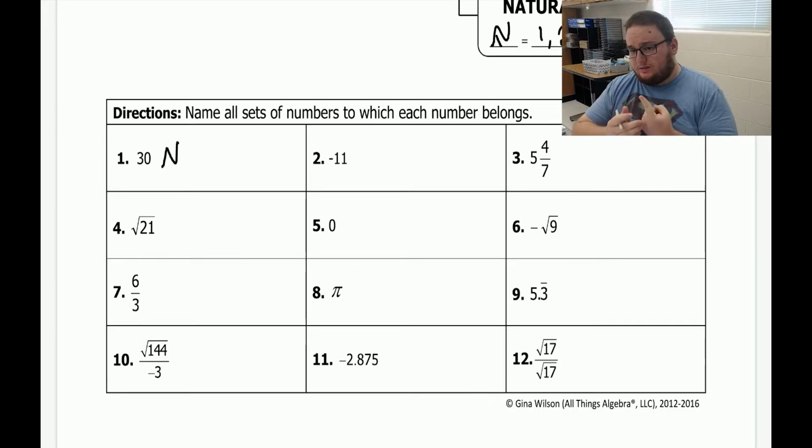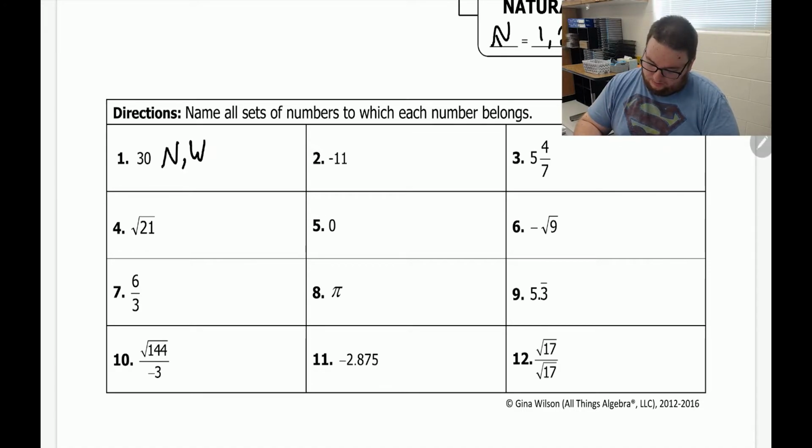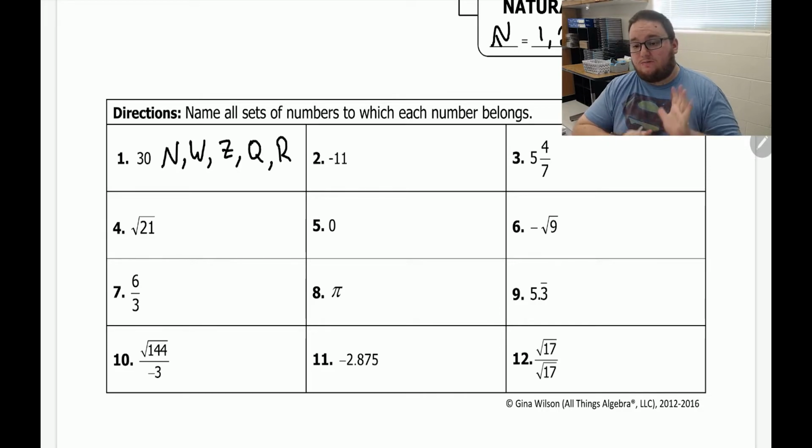So 30 exists in natural numbers. Well, since it exists in the natural numbers, we know that it's also a whole number. It's also an integer. It's also rational, and it's also real. So 30 belongs to 5 different groups.